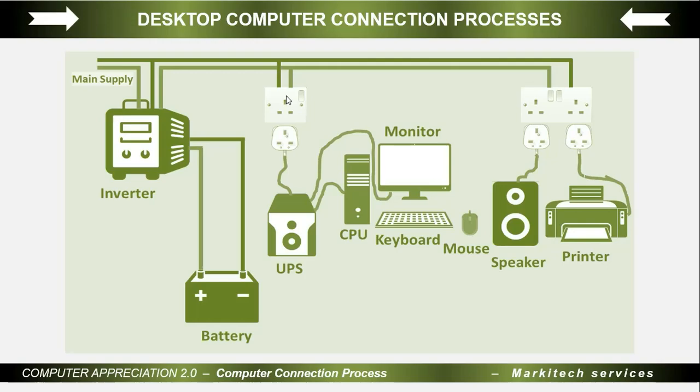The thing is that when light goes off, because the UPS cannot stay up to an hour or, say, 2 hours, what you need to do once light goes off is save your work, shut down the system and switch off the UPS, so that you sustain the battery.